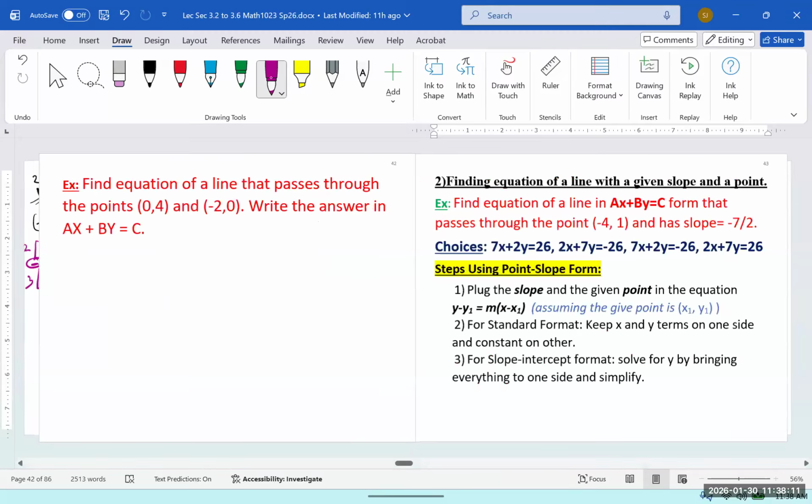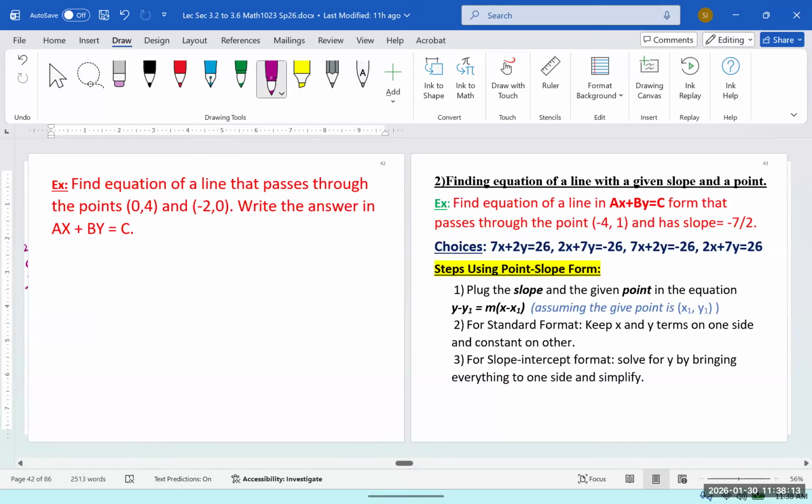Now the next one is talking about how to find the equation if you're already given the slope. So you don't have to find the slope. Slope is given and 1 point is given. So basically, this is the scenario. They gave you 1, 2, 3, -4, 1. They gave you this -4, 1.